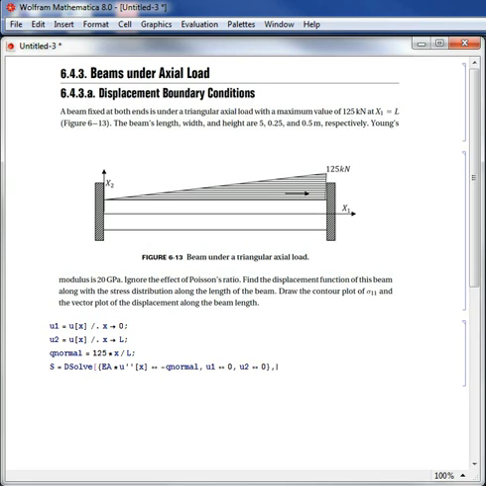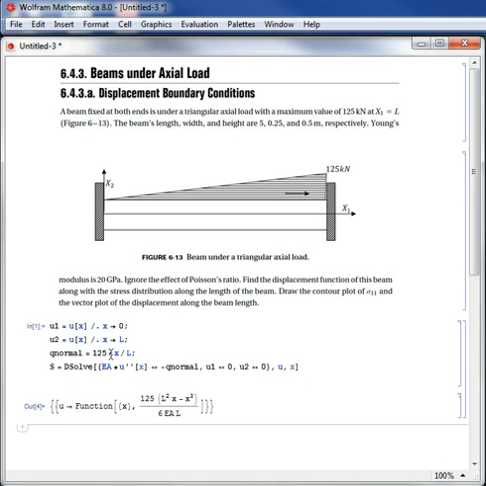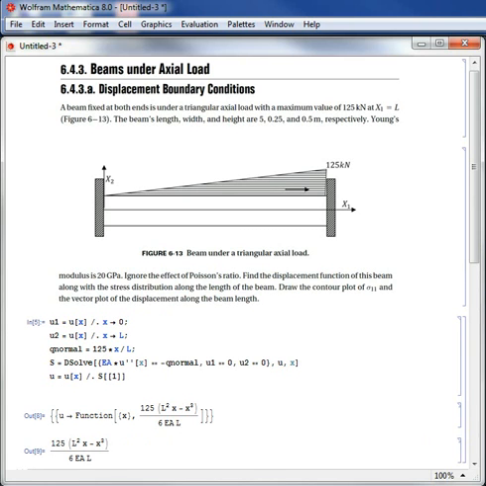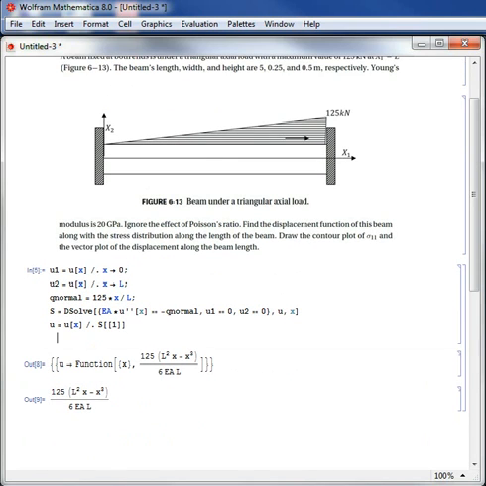We're looking for u as a function of x. Shift enter, and here's the solution. The solution is a function of x, and this function is equal to 125 L squared x minus x cubed divided by 6 EAL. So I'd like to store this solution in u, so I'm going to utilize u. U is equal to u of x after I utilize this solution. And here I stored my function.